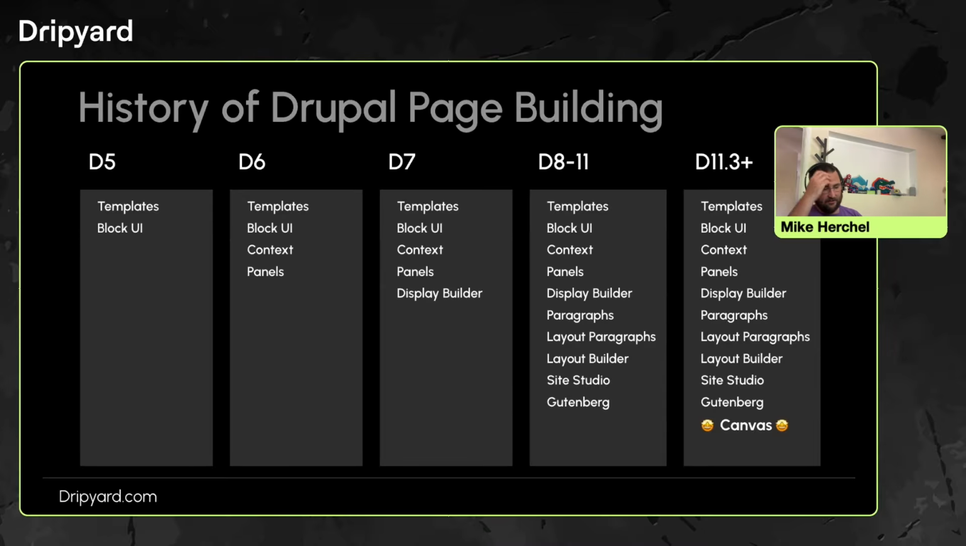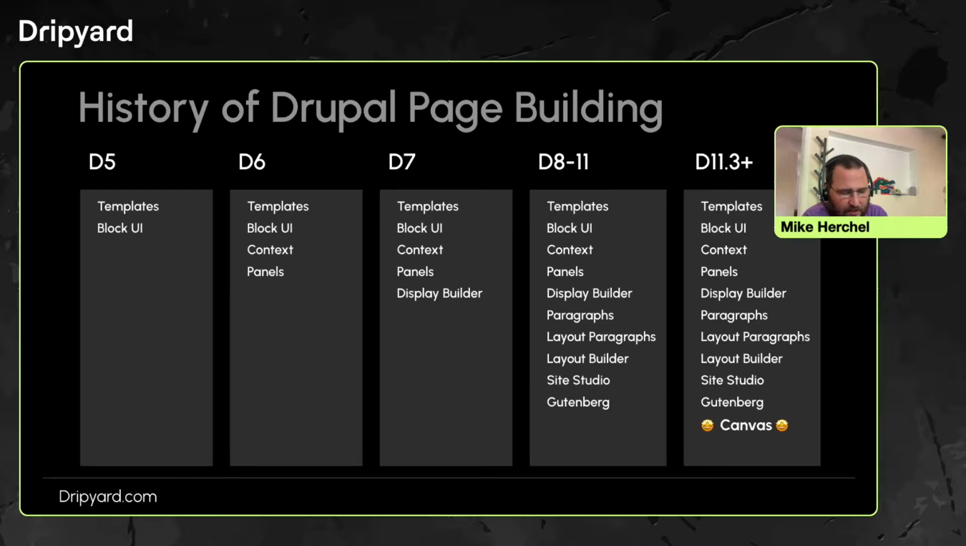So yeah, I've been involved with Drupal since Drupal 5. And back then, of course, we had templates in the block. Drupal 6 comes along and we have things like context and panels. Drupal 7, we have Display Builder, which I really, really liked back in the day. After that, in modern Drupal, Drupal 8 and 11, added in a whole bunch of things, including paragraphs and Layout Builder. And then later there were things like Site Studio and Gutenberg. And I'm sure I'm missing 4 or 5 of these in here.